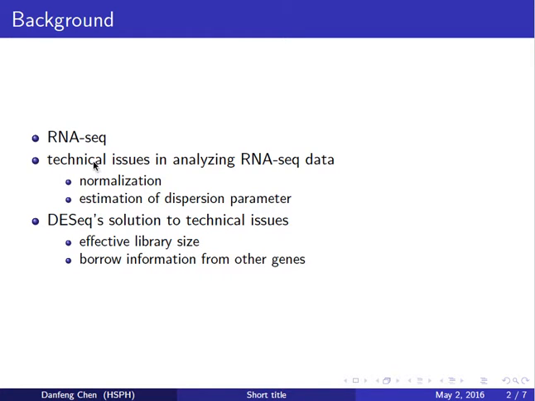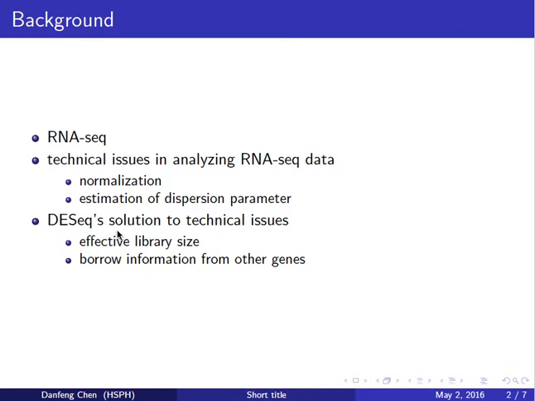There are mainly two technical issues in analyzing RNA sequencing data. The first issue is about normalization. Different samples will have different sequencing depths, making samples from different labs or performed by different people non-comparable. The second issue is about estimation of the dispersion parameter. It is widely accepted that gene expression follows a negative binomial distribution, but it is really hard to do a robust estimation of the dispersion parameter of each gene.